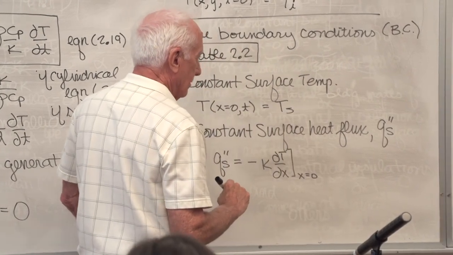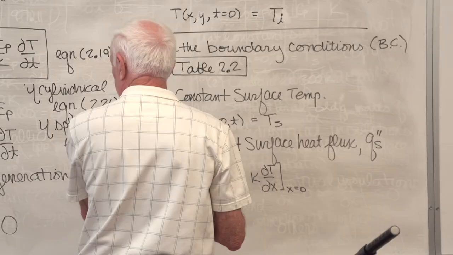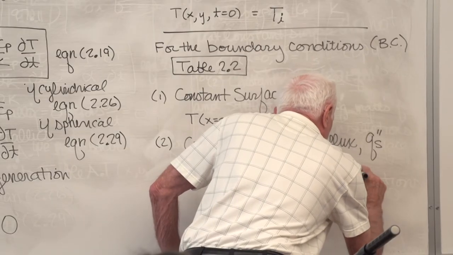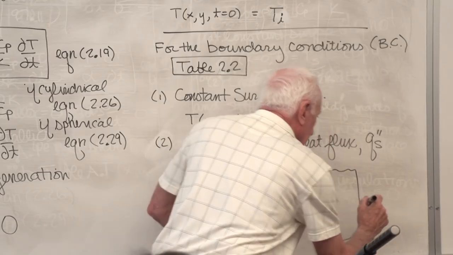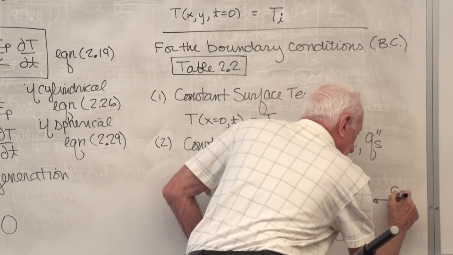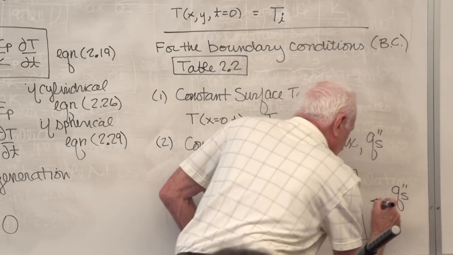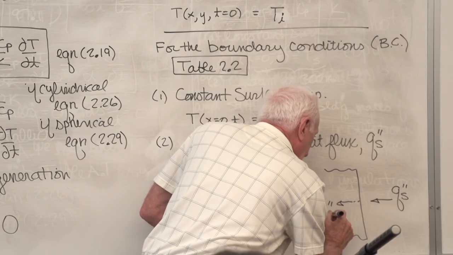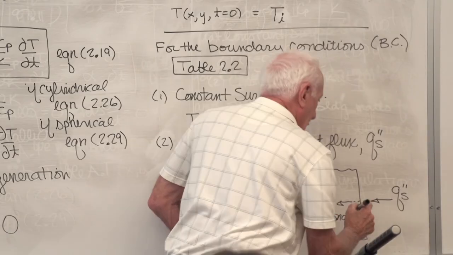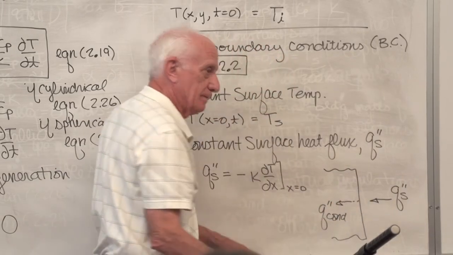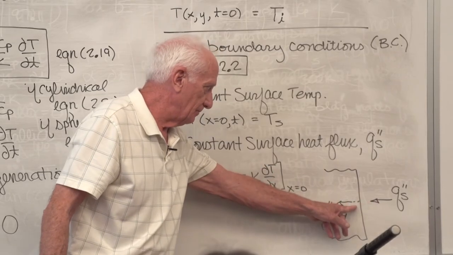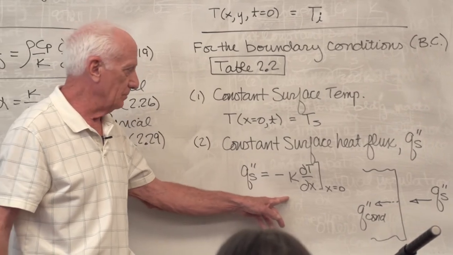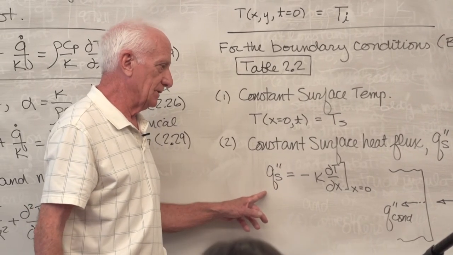So here's the wall. Here's the heat flux coming in. And here's what goes out. This is a surface energy balance here. What comes in to the surface goes into the object by conduction. This is conduction, Fourier's law, chapter 1. This is the heat flux hitting the wall.